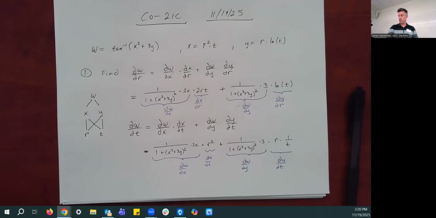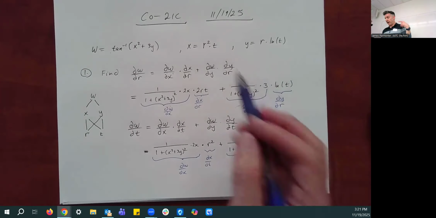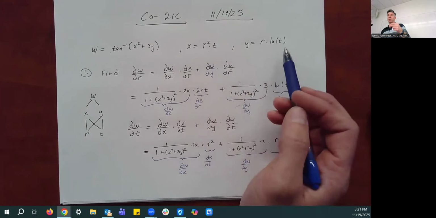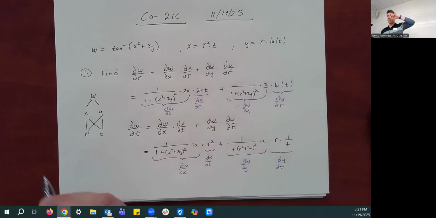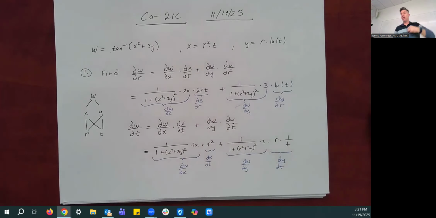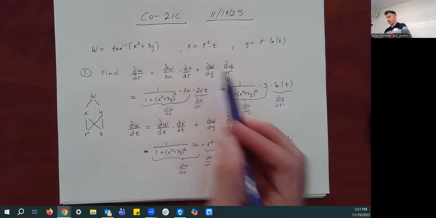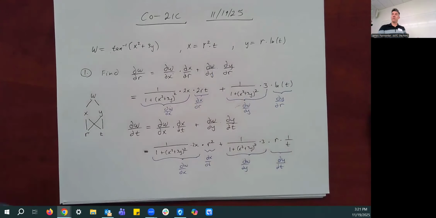Why is it del y del t instead of dy dt? Because in this example, unlike previous examples, y and x depend on more than just one variable. In the last class, x was a function of t and y was a function of t, so we wrote dx dt and dy dt because they were not partial derivatives. But here, when I take the derivative of x with respect to t, it's a partial derivative because x depends on more than one variable.